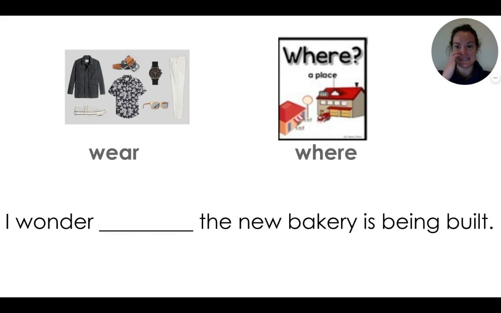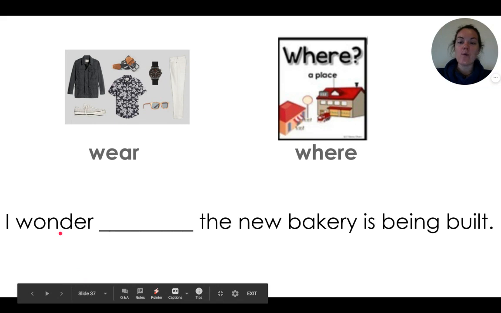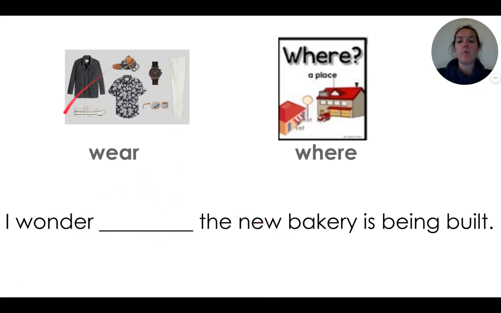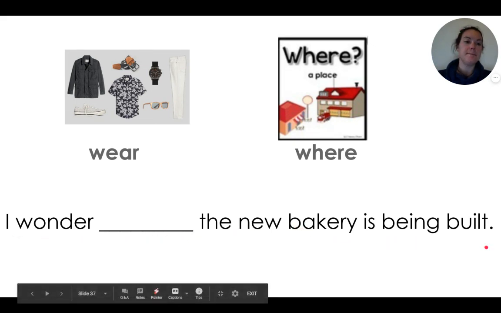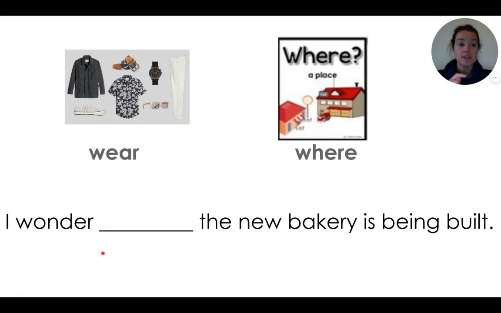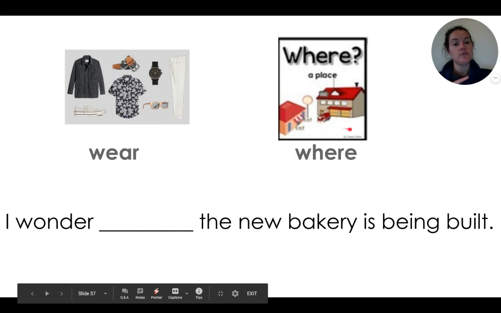All right, the next sentence. Yes, we have more because more practice is good. The sentence is, I wonder where the new bakery is being built. A bakery is a place where they sell food. So is it where as in clothes or where as in location? Go ahead and pause me and write which where fits in this sentence.